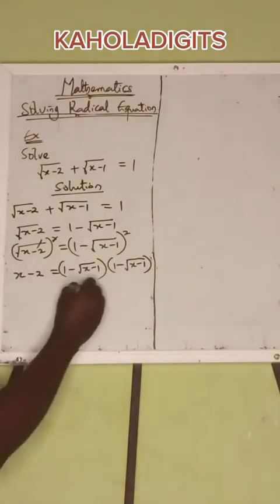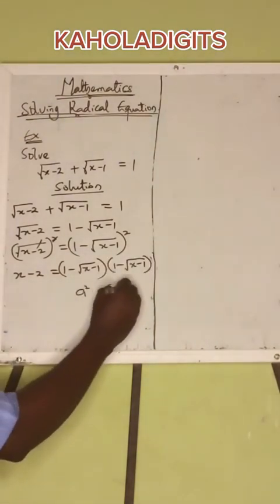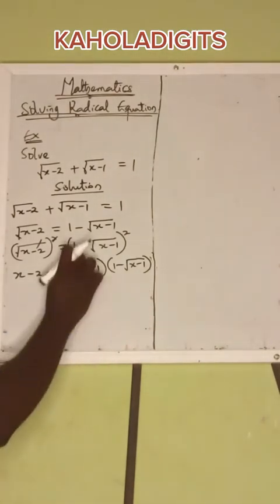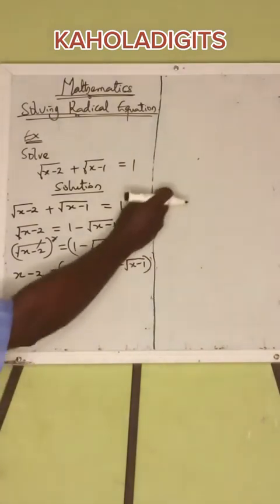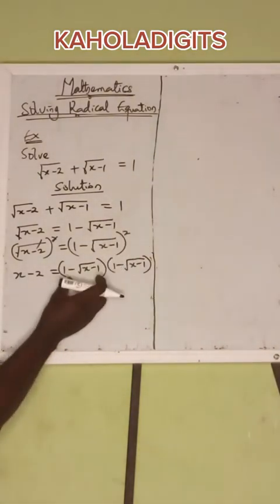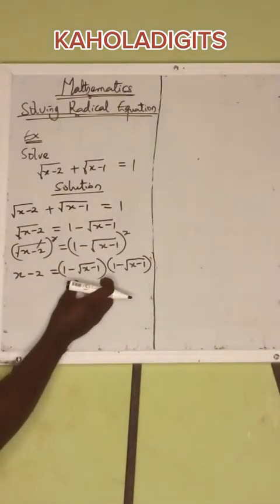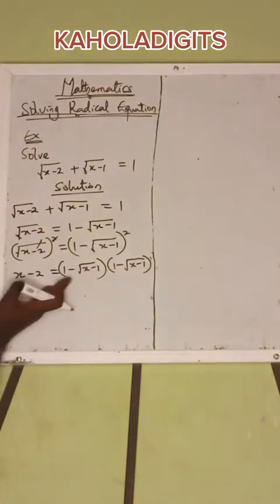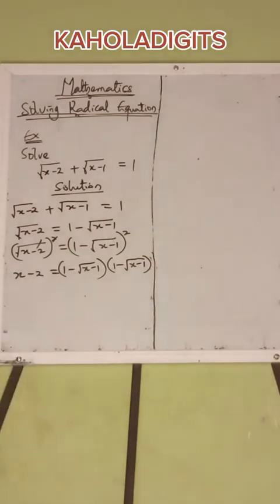Remember, if you have a squared, it is the same as a times a. Similarly, 1 minus root of x minus 1 squared is the same thing as 1 minus root of x minus 1 multiplied by 1 minus root of x minus 1. Then we are going to expand what we have at the right hand side of the equation.